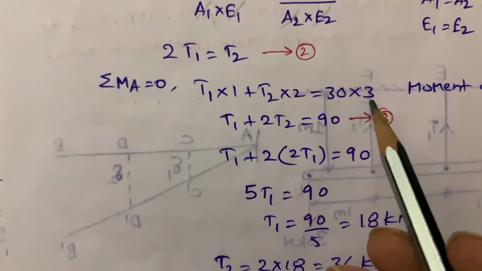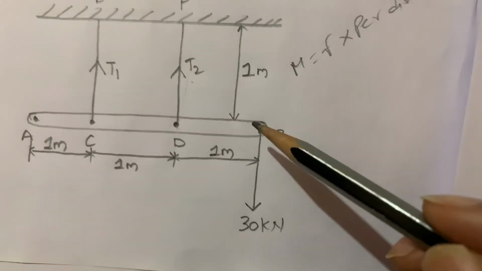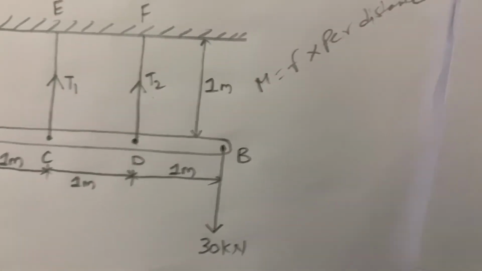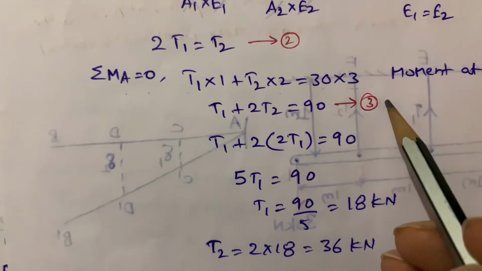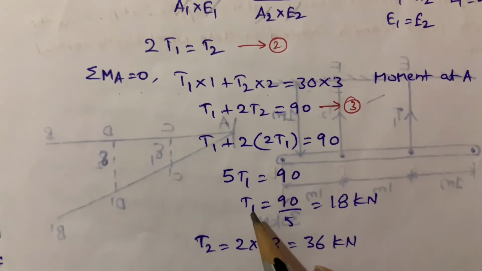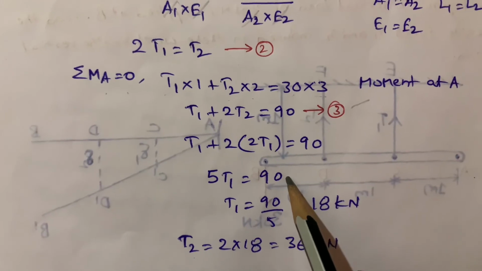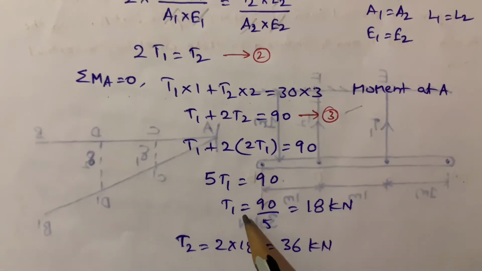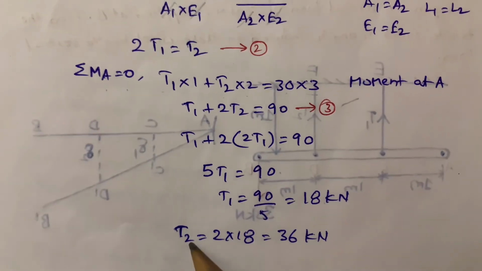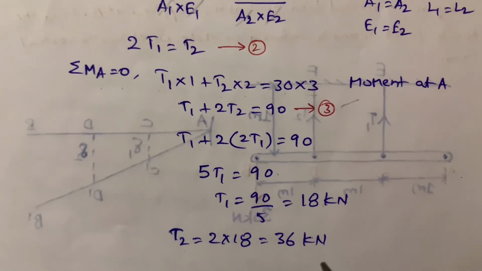Next 30 into 3. So 30 into 3 is the force into perpendicular distance, 1 plus 1 plus 1, that is 3. So total 90. I consider this as equation 3. After solving this, I got 5T1 equal to 90. So T1 equal to 90 by 5, that is 18 kilonewtons. T2 equal to, I substitute the value, 2 into 18, that equals 36 kilonewtons.